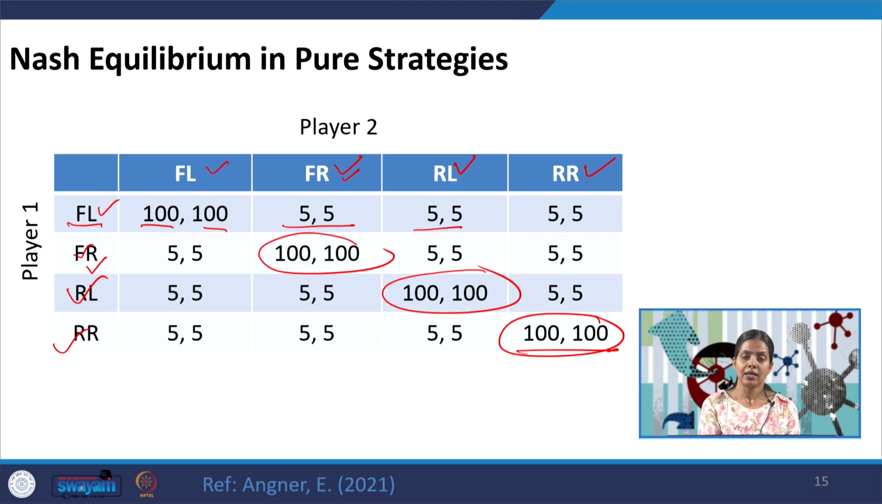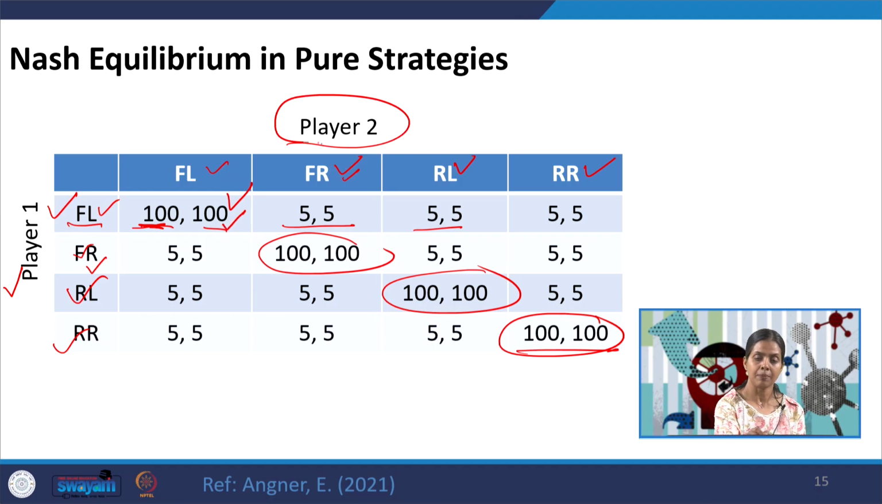How do we determine the Nash equilibrium? We consider individual players, individual strategy, and check that given this strategy what the other player is going to do. For example, if player 1 writes FL, what is best for player 2 to write? Of course, this is FL. Another thing I need to mention here is that in each cell, as you can see, I have 2 numbers. The first number always represents player 1's payoff, and the second number always represents player 2's payoff.